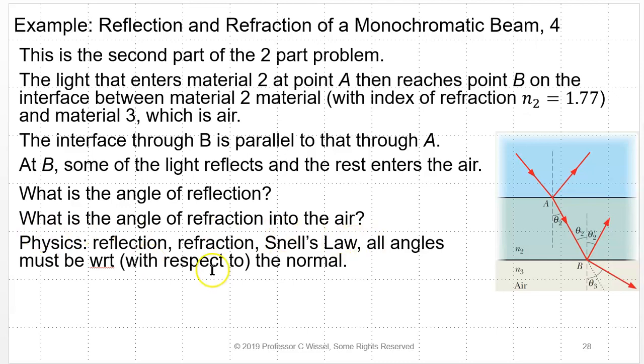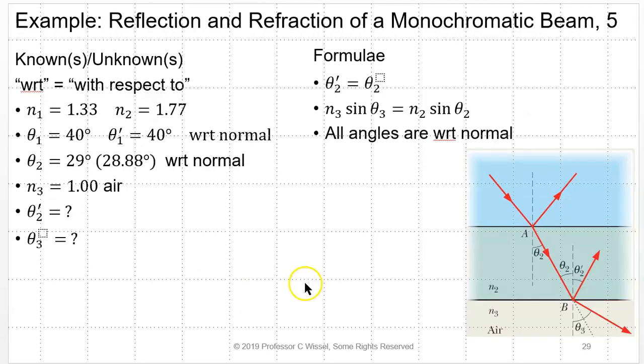Okay, we have the same physics as before. Reflection, refraction, Snell's law. Again, remind ourselves, all angles are measured relative to the normal. But now we're going into a medium with a lower index of refraction. We're going to expect the light here to bend away from the normal as it comes out into the air. Okay, so we write down everything we know. This is repeated from the first part of the problem, so it's nothing new. We know this from the first solution. We now know that N3 is 1 for air. We're going to assume it's 1, and we need to know theta 2 prime and theta 3.